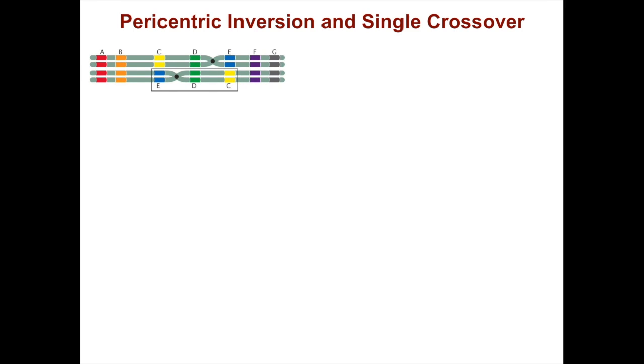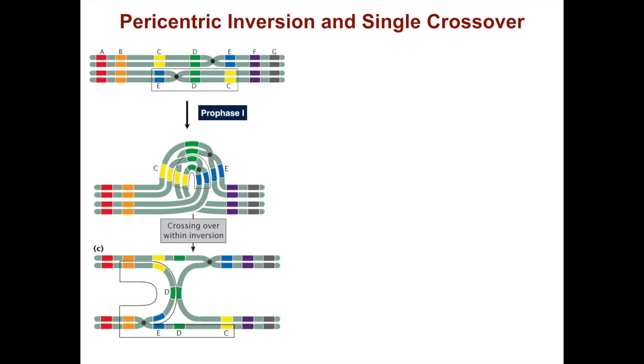Pericentric inversions can also be subject to crossing over. So during prophase 1, you get a crossing over with inversion. If crossing over takes place within the inverted region, two of the resulting chromatids have too many copies of some genes and no copies of others.